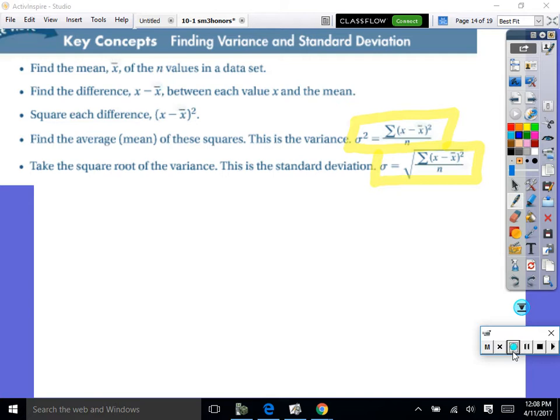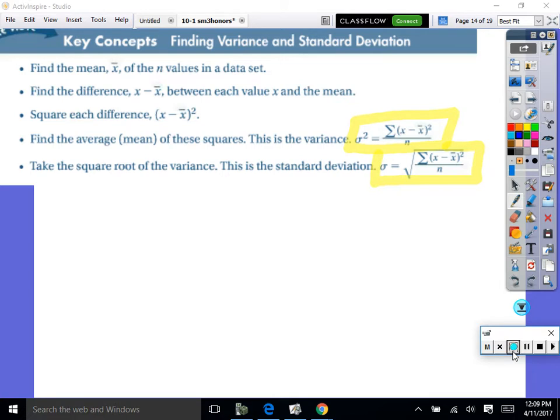So we know how to find the mean. That's what we call x bar. Then we take all of our x values and subtract the mean from them, so we find all the x minus x bars. Then we square each of those values, and then we find the average of these squares. So the variance is this formula: sigma squared is the sum of all of our x minus x bar squared. We find all the x minus x bars squared, add them up, and then divide that by the number of terms.